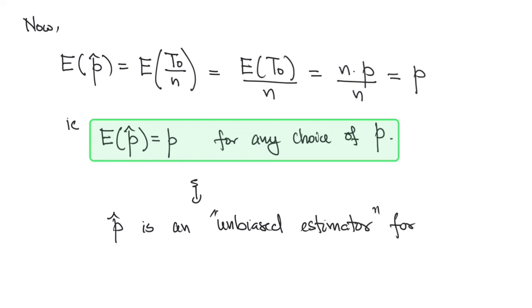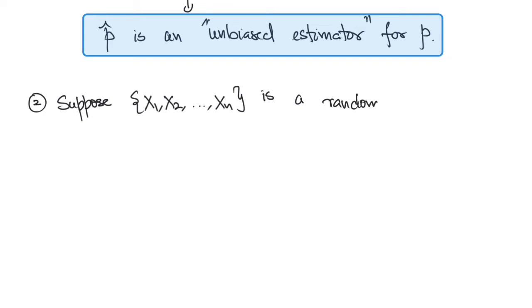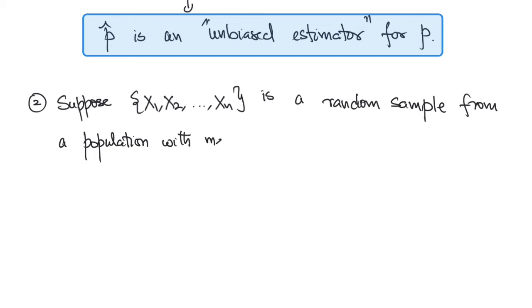This says that p hat is an unbiased estimator for p. Let's work out another example. Suppose we were working with a random sample x1, x2 up through xn that is coming from a population with mean mu and variance sigma squared.